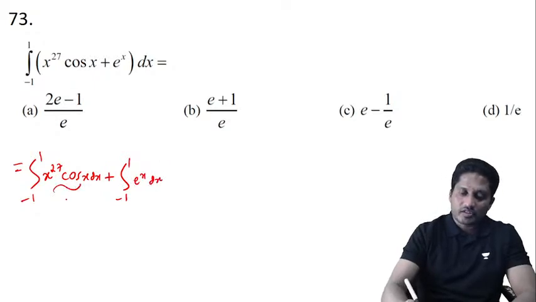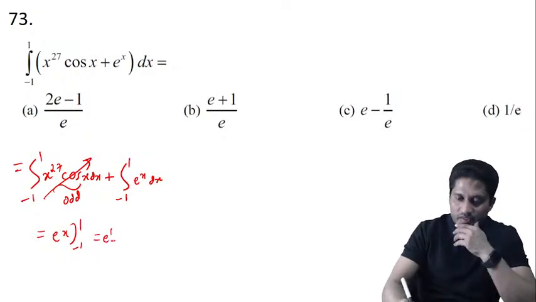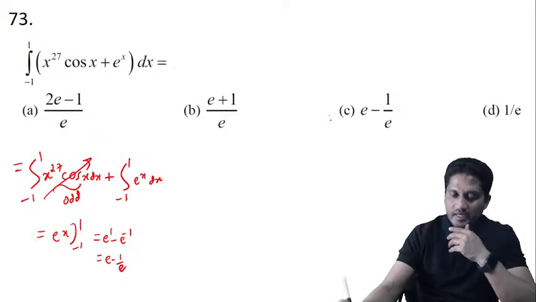Minus 1 to plus 1 of x to the power 27 cos x is an odd function. If it is an odd function, it will be 0. Integration of e to the power x is e to the power x from minus 1 to plus 1. Upper limit is e to the power 1, lower limit is e to the power minus 1. So this is e minus 1 by e. Answer is option C.